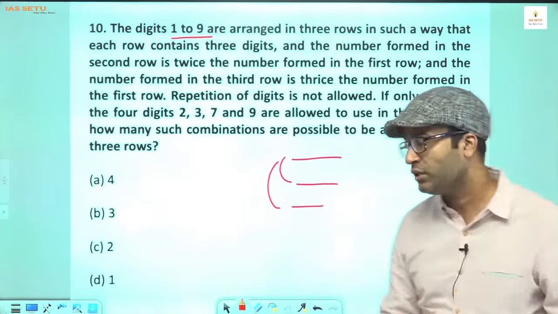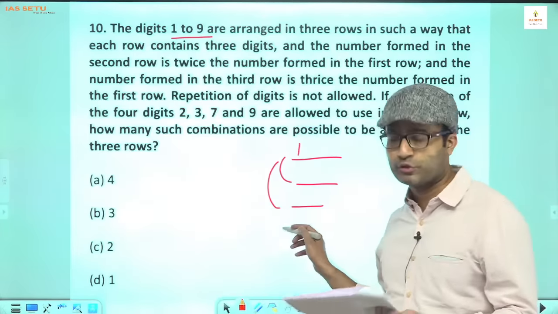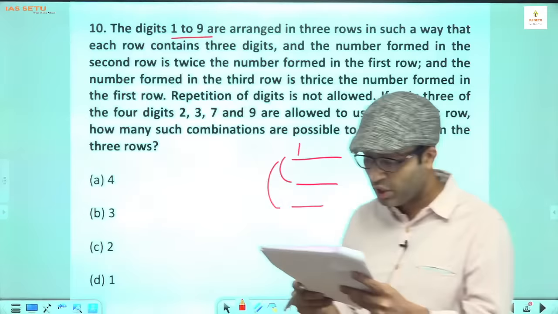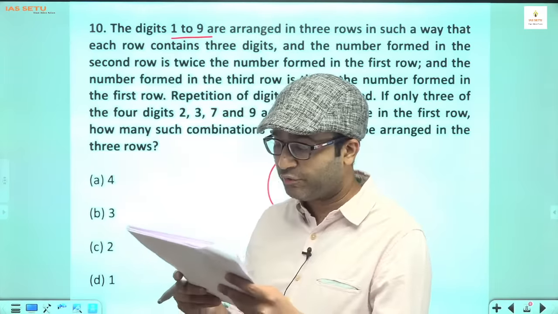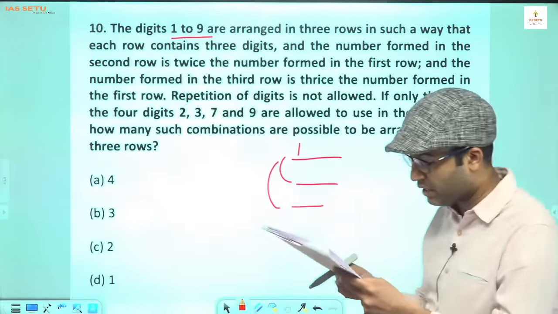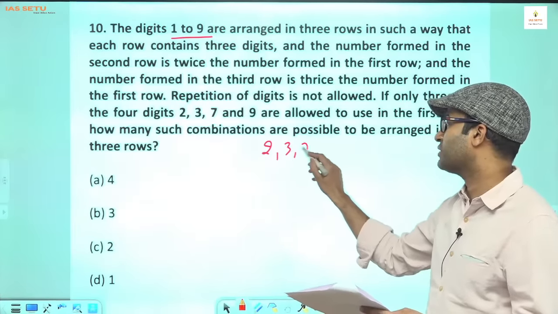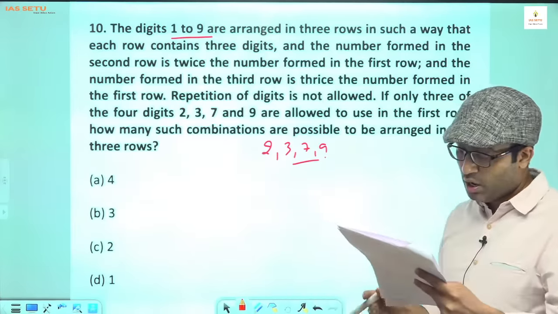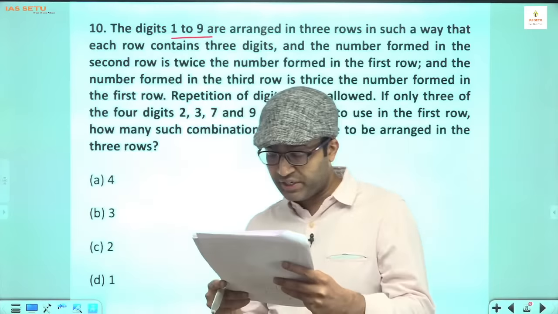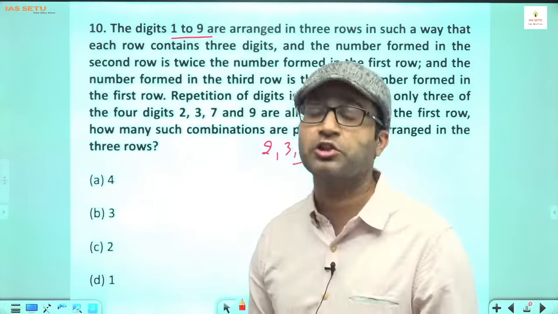If you are using 1, it will be used only once, you cannot use 1 again. Repetition is not allowed. If only 3 of the 4 digits 2, 3, 7, 9 are allowed to use in the first row, how many such combinations are possible to be arranged in the 3 rows?